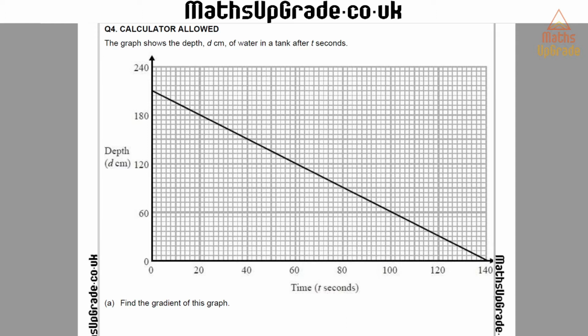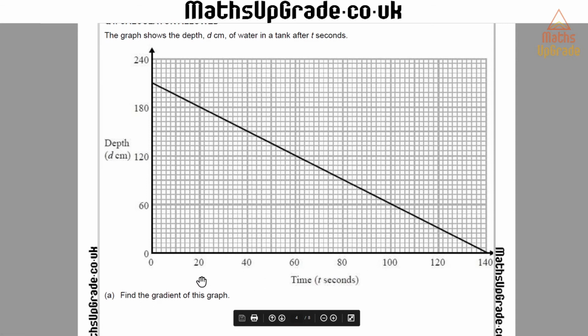Question 4 is another calculator question, and it shows the depth d centimeters of water in a tank after t seconds on this graph. So you can see the depth of water at 0 seconds was about 210 centimeters, and then it went straight down until there's no water in the tank after 140 seconds. I need to find the gradient of the graph.